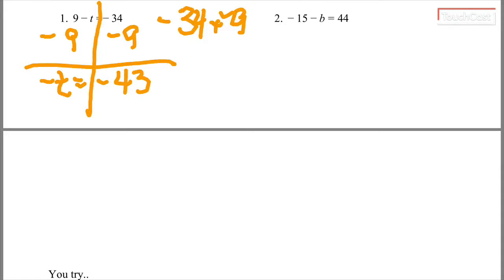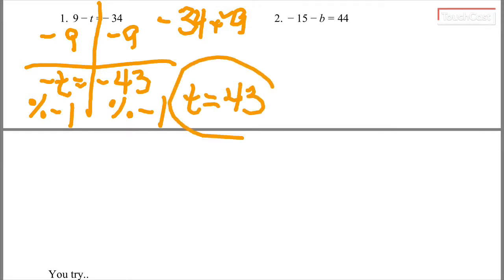And I think, hopefully you notice here, this really isn't a two-step equation. It kind of is, because you have to divide by negative 1. So here, when you see negative t equals negative 43, well, we don't care about negative t. We care about t. So divide both sides by a negative 1. Because remember, if you don't see something in front of the variable, there's a 1 there or a negative 1. So t equals positive 43.